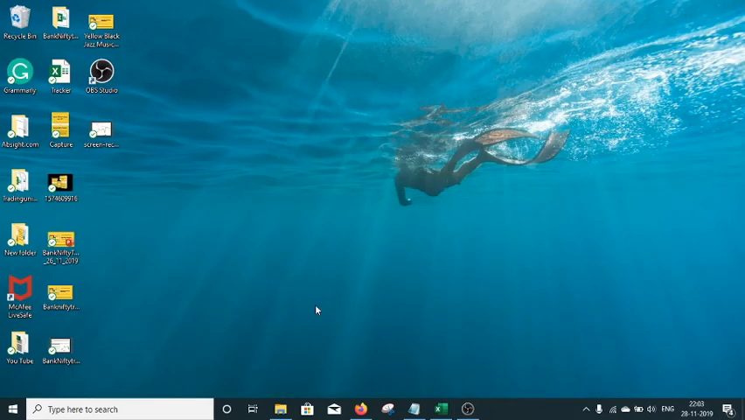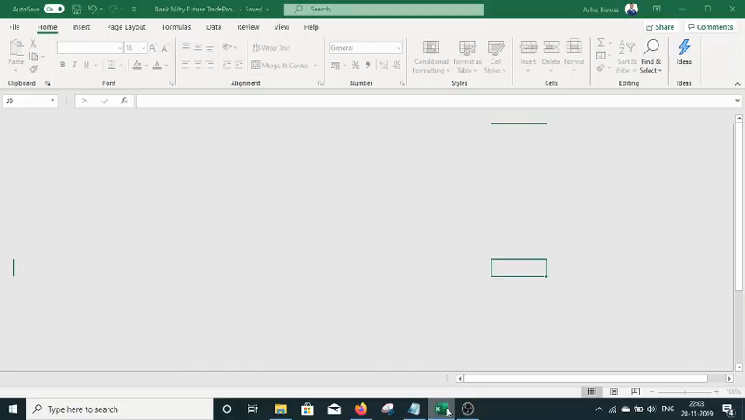Good evening. Today we will discuss the trade today in Bank Nifty using the Excel software we have developed.